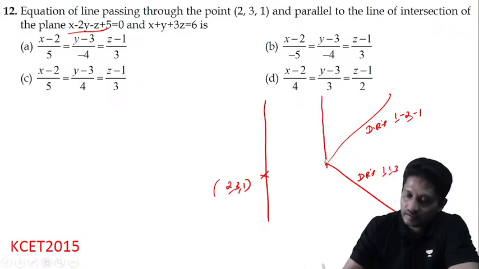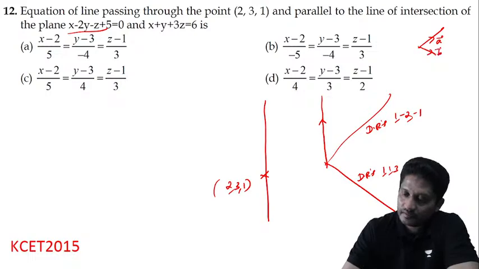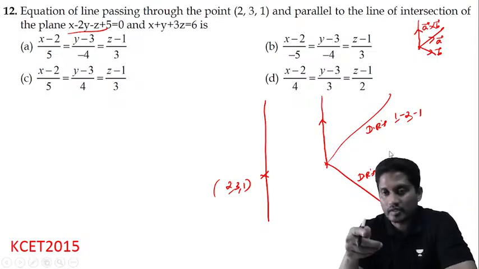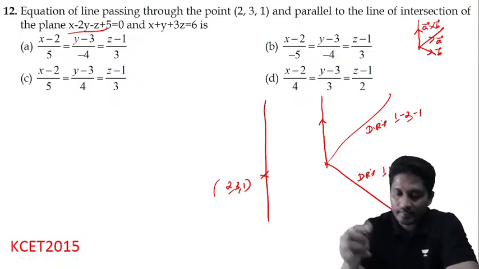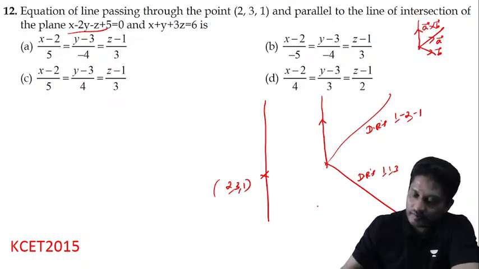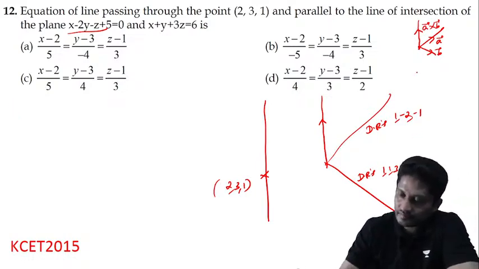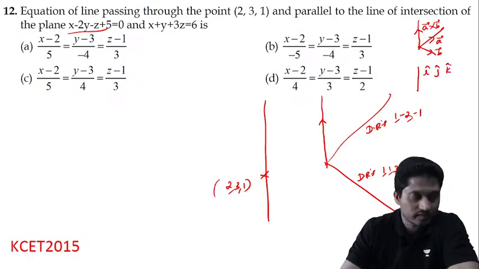Right, now this is DRs. Suppose this is a, b, this vector is a cross b. I'm going to find out the DRs normal to the plane. So DRs normal to the plane will be equal to the determinant of i, j, k. Right, here I get 1, -2, -1, then 1, 1, 3.